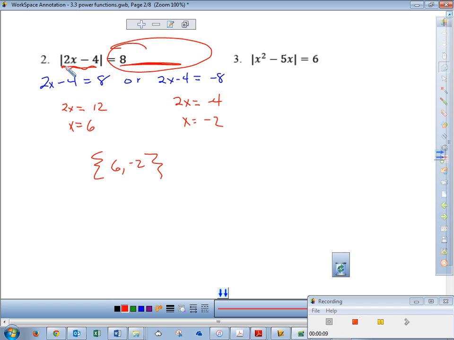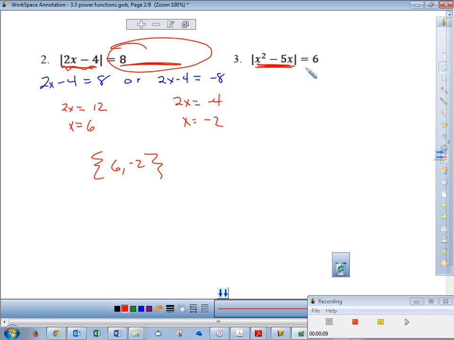What would you graph? Absolute value of this for the first function. Then you'd graph y equals 8 for the second function, and you'd see where they'd intersect. Cool? Next one. Not nearly as pretty. Why not? Squared, first power, all kinds of variables, right? So I choose to not do this one algebraically.